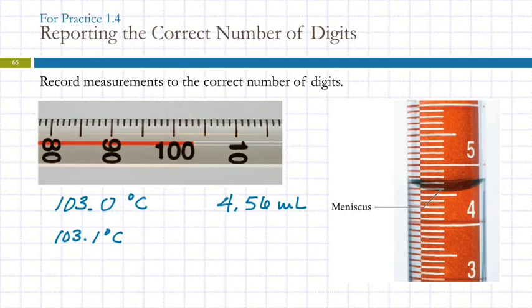Okay, 4.53. That's not necessarily wrong, but what we're trying to do is we're looking at this piece right here and estimating how far it is between these. To me, it looks like it's more than halfway, right? So if it's up here, this would be 4.6, and this is 4.5. So I think 4.53 is maybe a little low. I might call that 4.58, because I think it's a little closer to the 6.